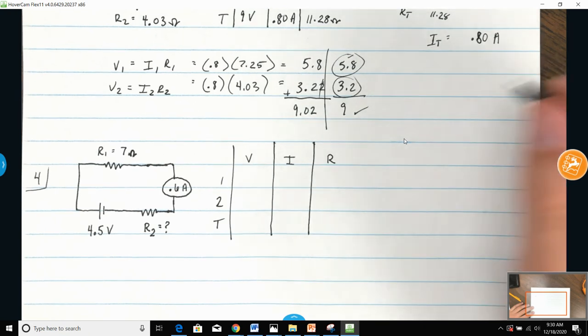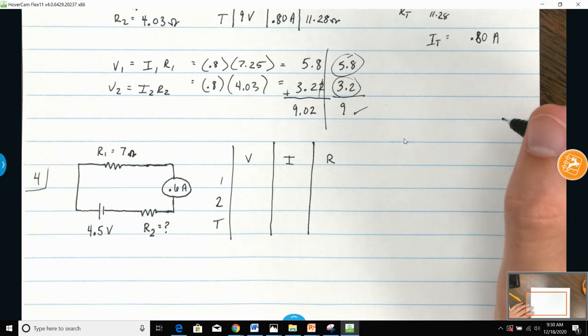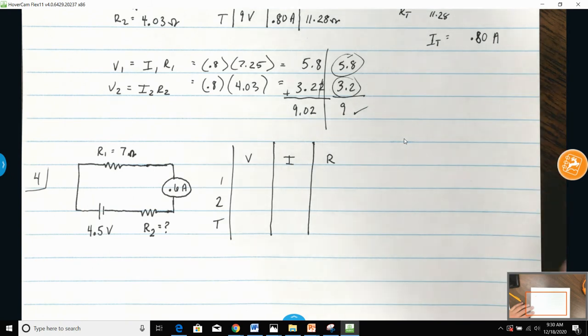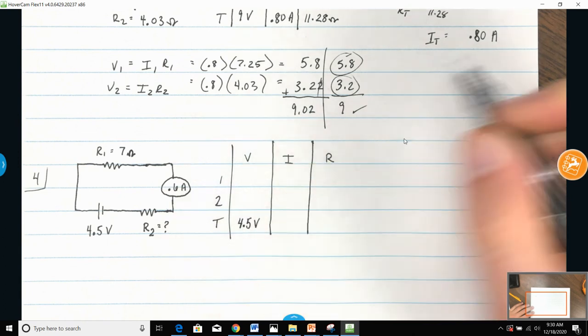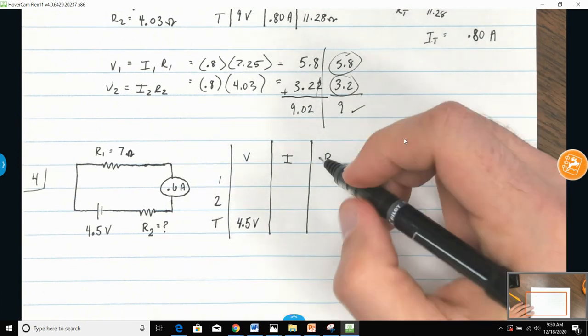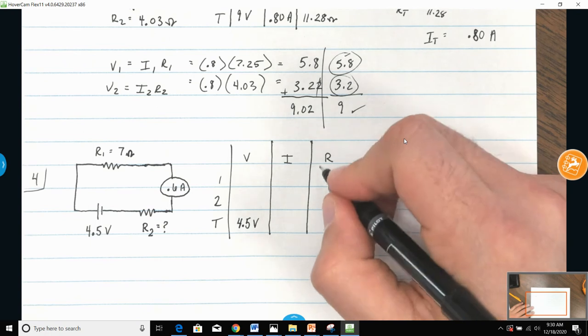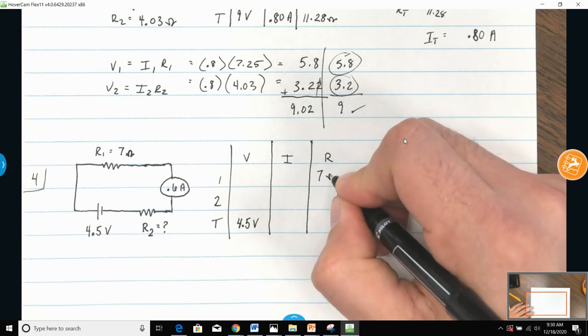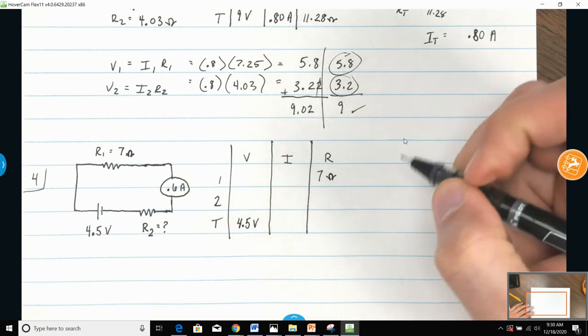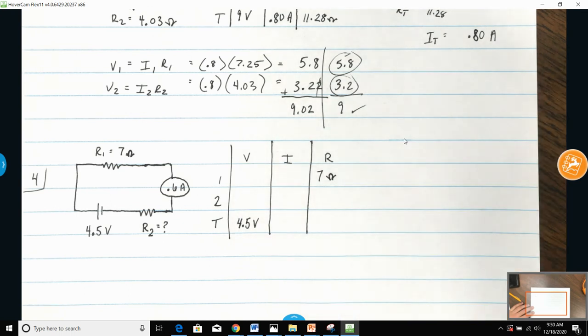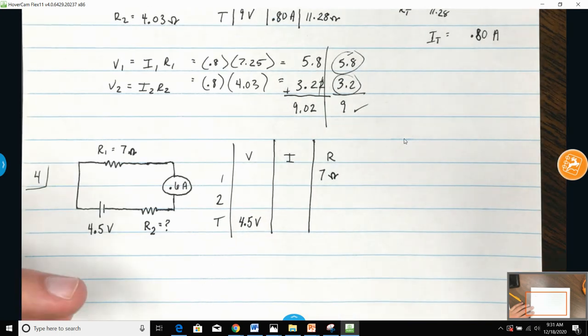All right, let's fill in everything that we can. What's our total voltage? Whatever the battery is, 4.5. And that is, yep, 4.5 volts. What is R1? 7. Good. 7 ohms. R2, well, we don't know that. And so then we can't do RT. So what do we do?